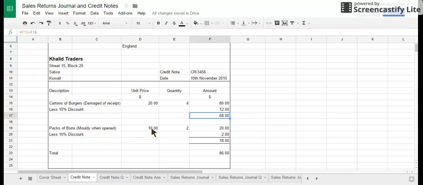So similarly with a pack of buns, okay, there's a discount there of $2. So the amount that will be credited to the customer's account should be only $18, or the total of $86 for both sets of goods that have been returned.